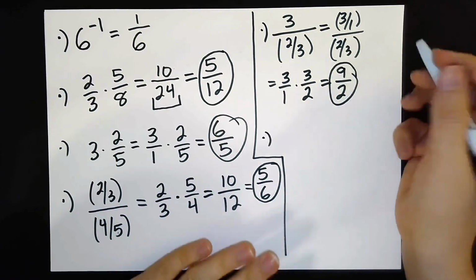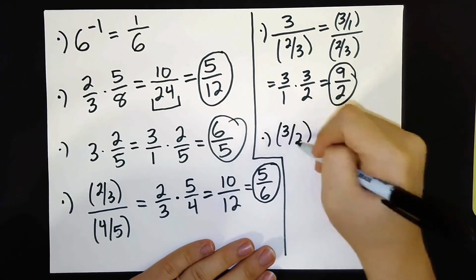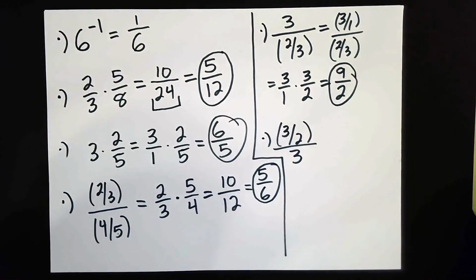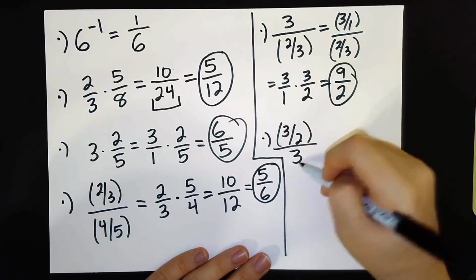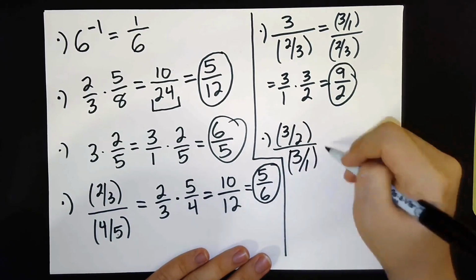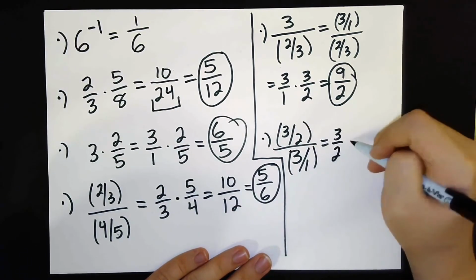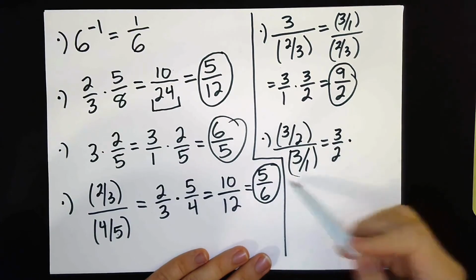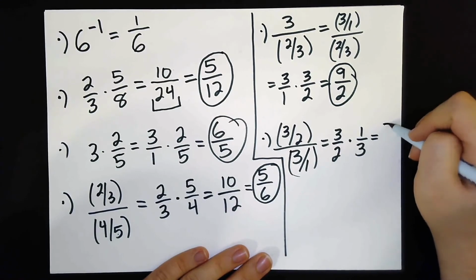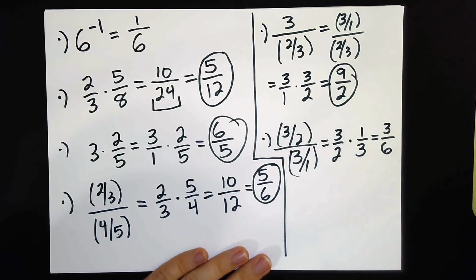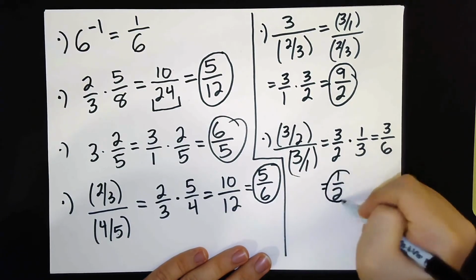Last example for this video. If I want to take 3/2 and I want to divide that by 3, I again probably want to first rewrite this 3 as a fraction, as 3 over 1, so that I can rewrite this as 3/2 times the reciprocal of 3 over 1, which is 1 over 3. And so this will become 3 over 6, although there's a common factor of 3 here, so that is 1/2, and that is that.